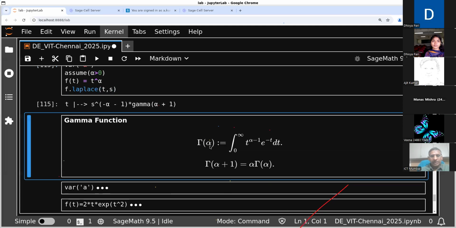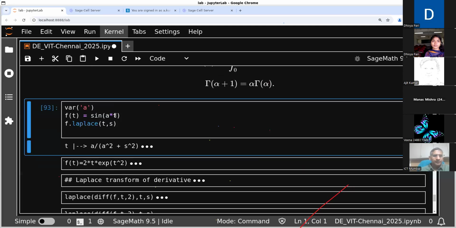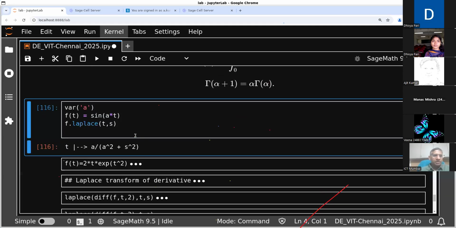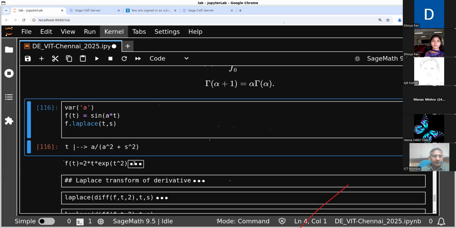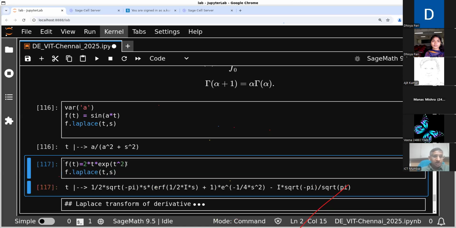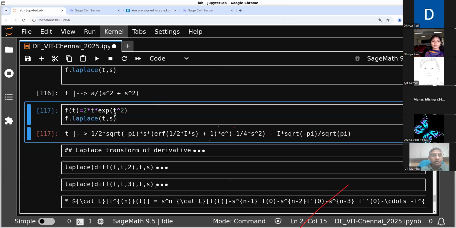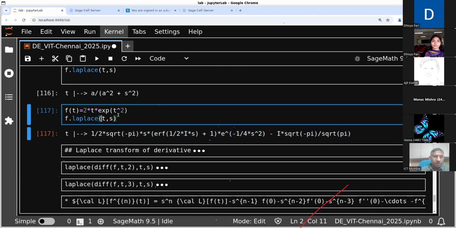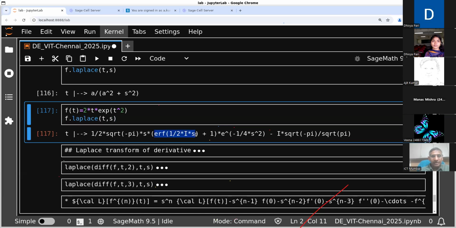Where the gamma function, you know, is given by the integral from 0 to infinity of t to the power alpha minus 1 times e to the power minus t. Or you can find the Laplace transform of sine of alpha t. You can find the Laplace transform of e to the power minus t squared into 2t. That is somewhat complicated. If you want to find it using an integral, it will not be that easy, but Sage can find it. Of course, it is given in terms of the error function. You may not have learned that.